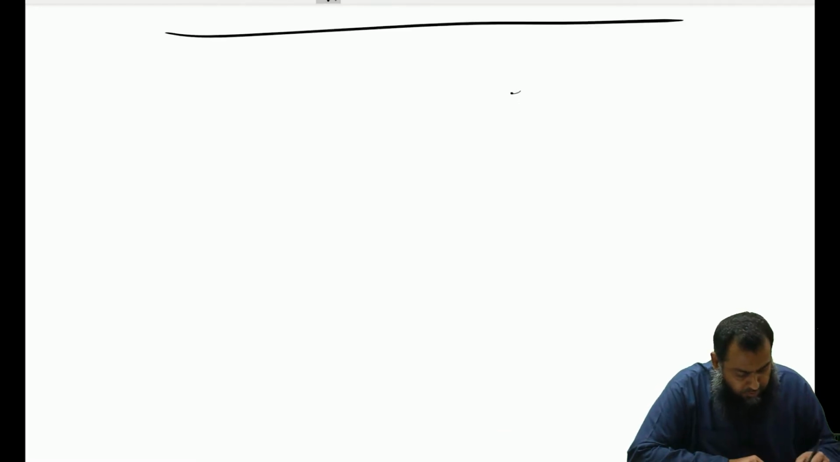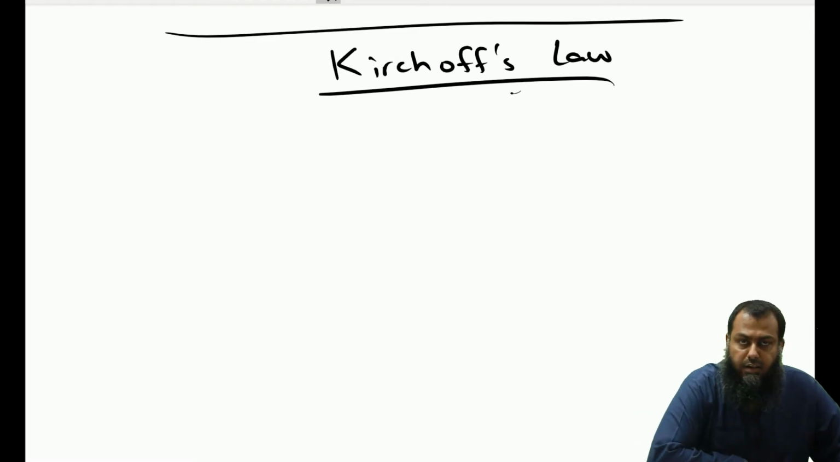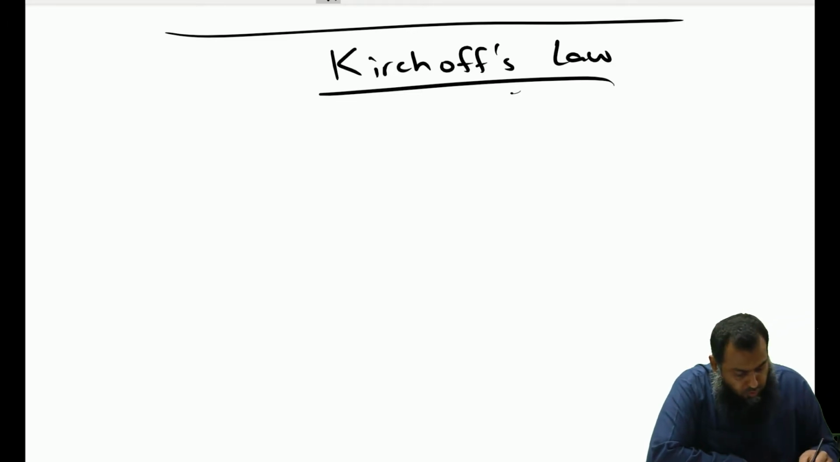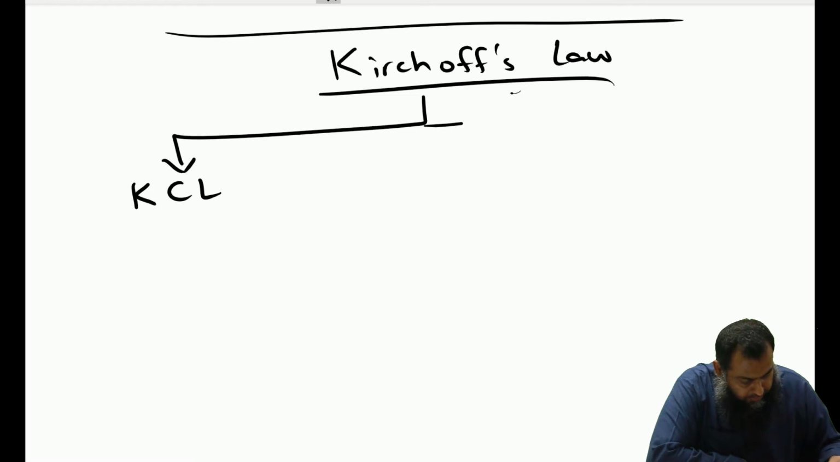The second most important law is Kirchhoff's law. They are still relevant despite being reported almost 200 years ago by a Russian guy known as Gustav Kirchhoff. He proposed two laws. One is related to the current, and we call it the KCL or the current law. The other one is the voltage law.